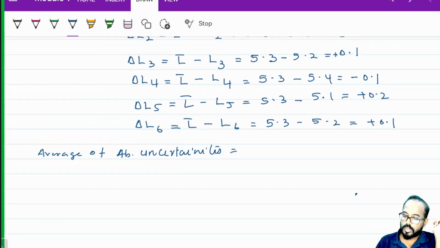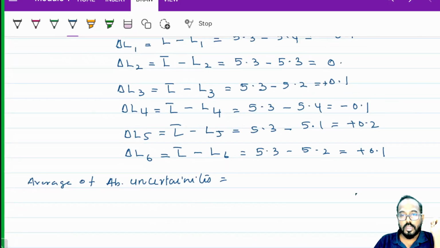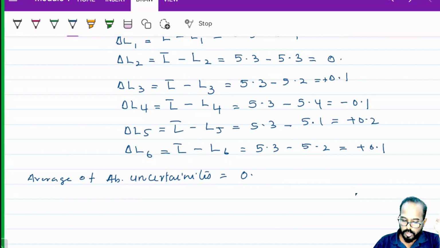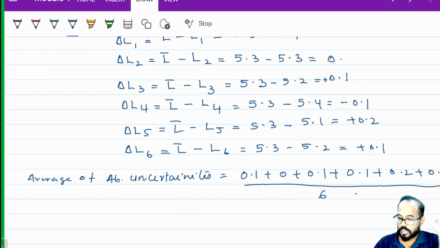How can you take the average? When you take the average, you need to ignore the sign. You cannot neglect the uncertainty. Uncertainty should always get added up. So you need to add the magnitude of all these values. 0.1 plus 0 plus 0.1 plus 0.1 plus 0.2 plus 0.1, divided by the total set of readings, 6. So what is the answer? 0.1. This is the absolute uncertainty in the total measurement.